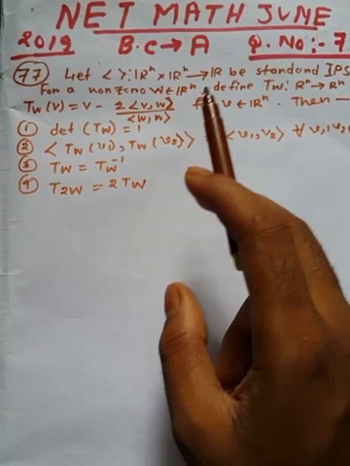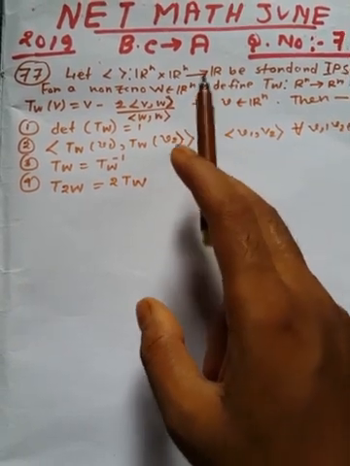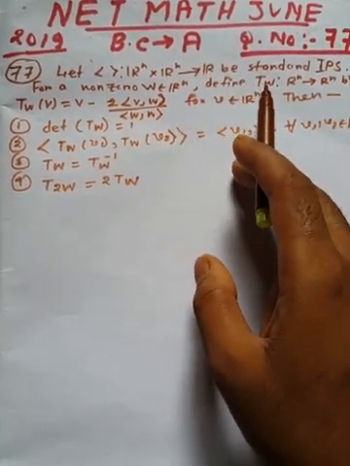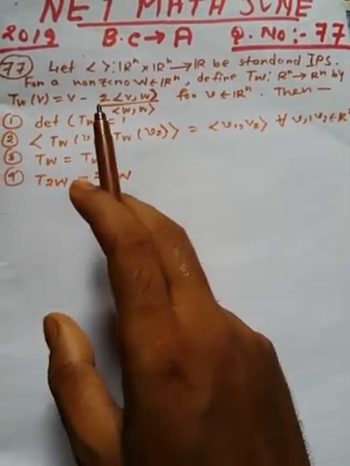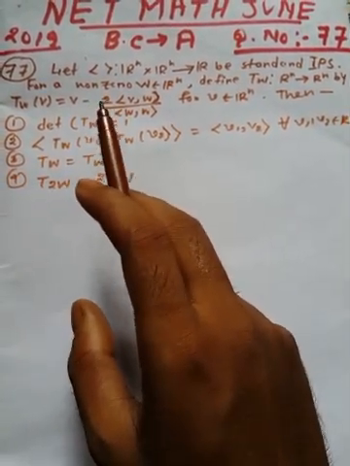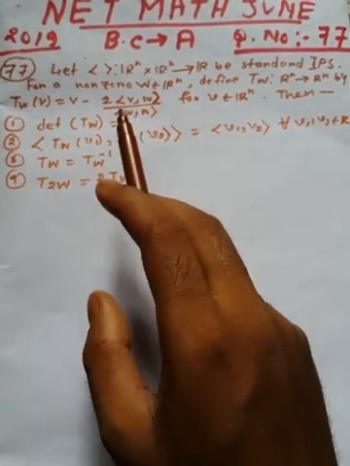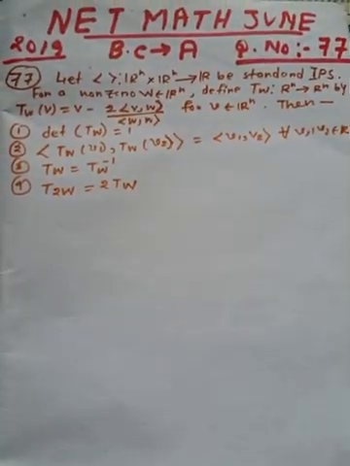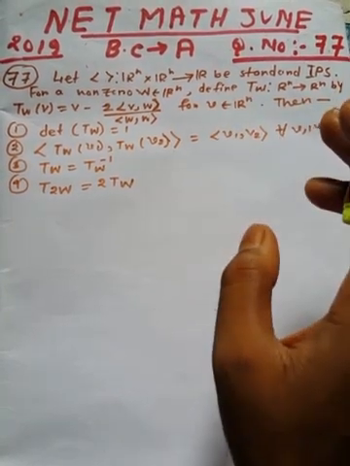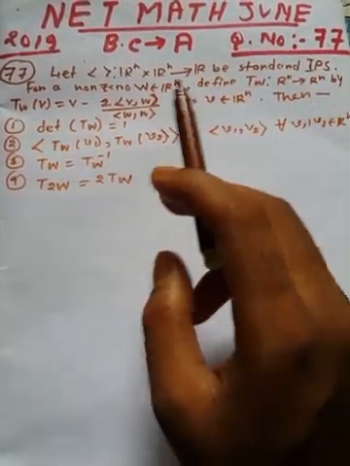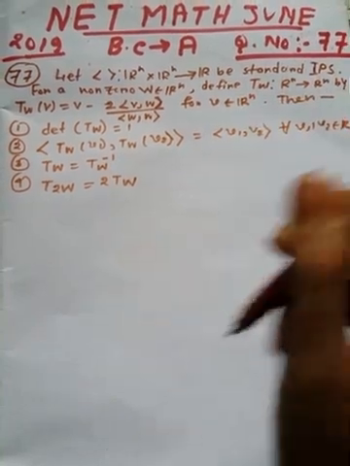For a non-zero vector W belonging to R to the power n, define T suffix W from Rn to Rn by T_W(V) equals V minus 2 times the inner product of V and W by the inner product of W and W, times W, for all V belonging to Rn. Then which of the following are correct?